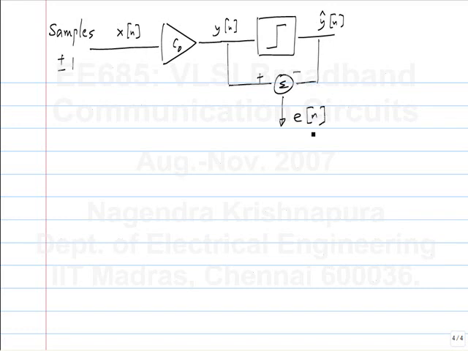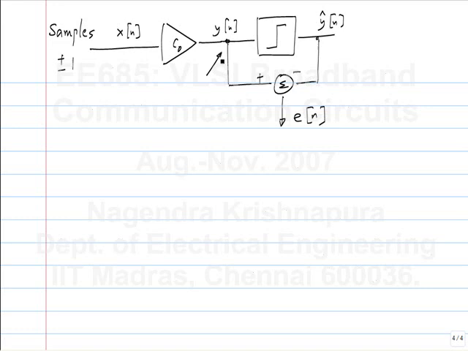I get a sequence of error E of n, and I want to minimize the energy of E of n. I know that if this has values of plus minus 1, then the gain of C0 is adjusted properly. This is actually not a filter yet, it's just an automatic gain control. I want to adjust the gain such that the amplitude here is 1.